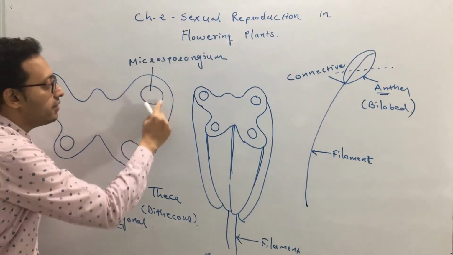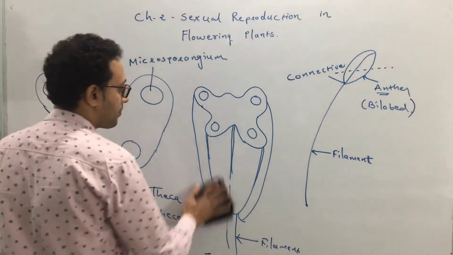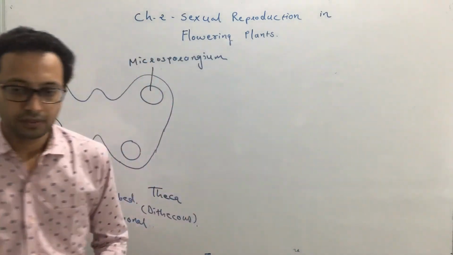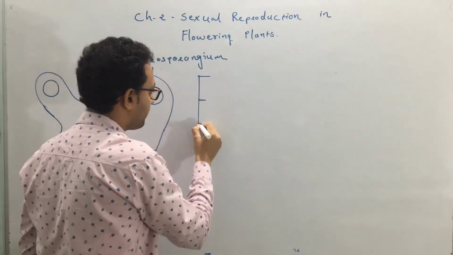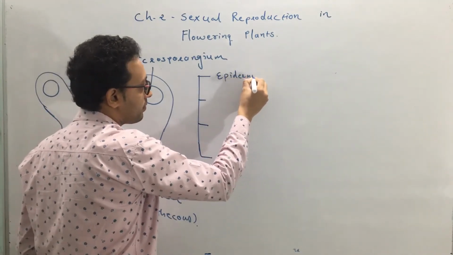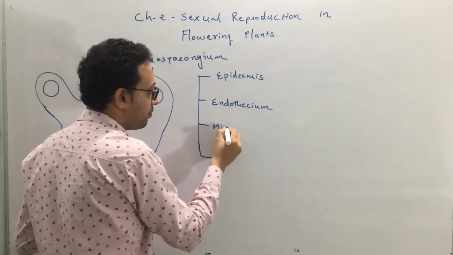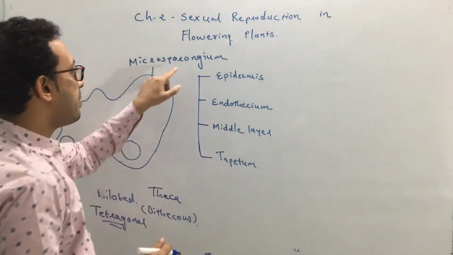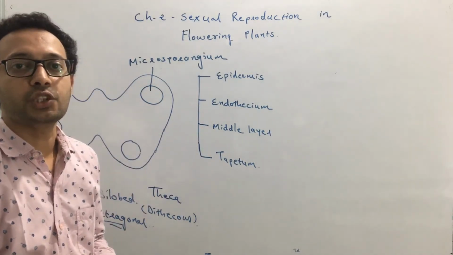Now we will learn the individual structure of this microsporangium, how it looks and what its structural components are. I will enlarge this part. The microsporangium contains 4 layers. Which are the 4 layers? The first layer is called the epidermis. The second layer is called the endothecium. The third layer is called the middle layer, and the fourth layer is called the tapetum. So the microsporangium has 4 layers: epidermis, endothecium, middle layer and tapetum.